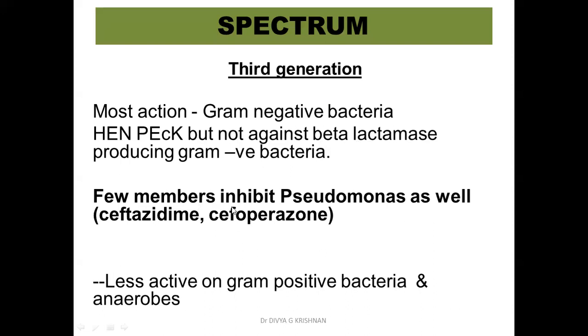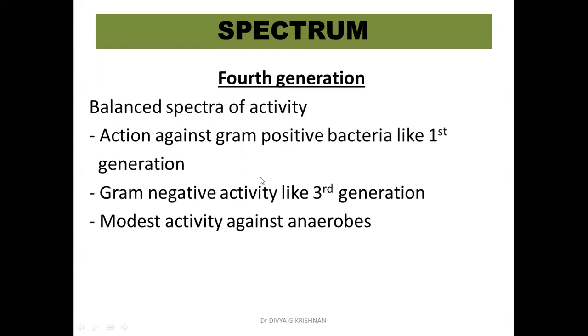Here you can see that a few members inhibit the Pseudomonas, which is not there in the case of second generation cephalosporin. So which are the members of third generation which inhibit the Pseudomonas? They are ceftazidime and cefoperazone. Ceftazidime and cefoperazone. The fourth generation has got a balanced spectrum of activity.